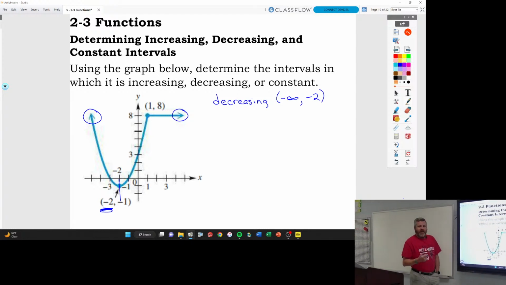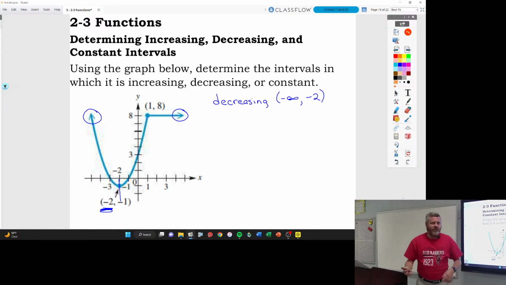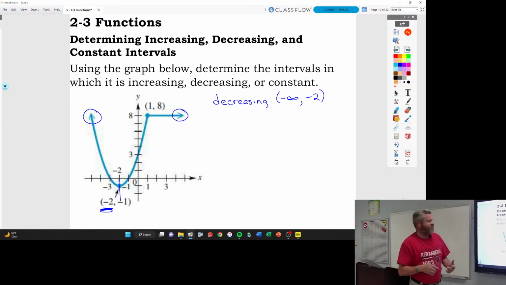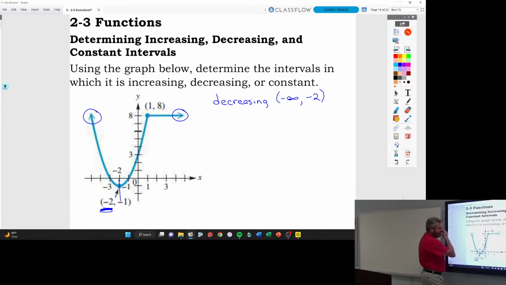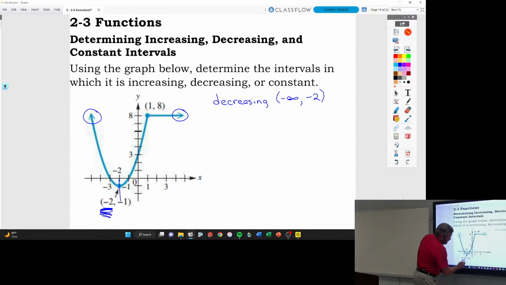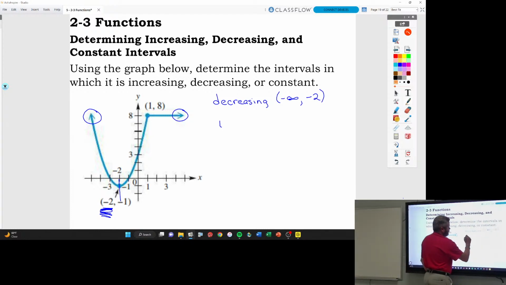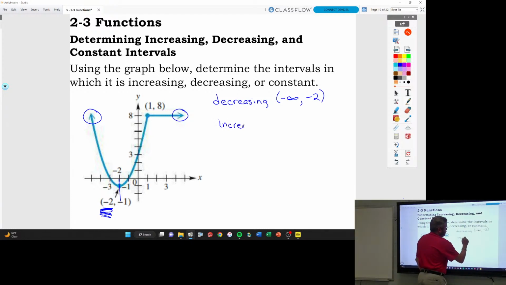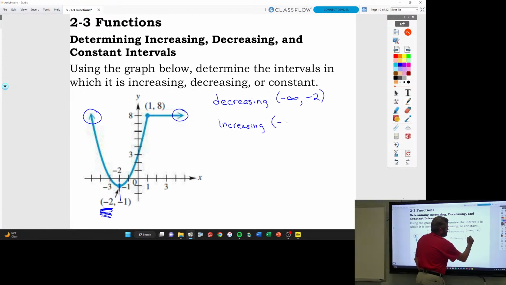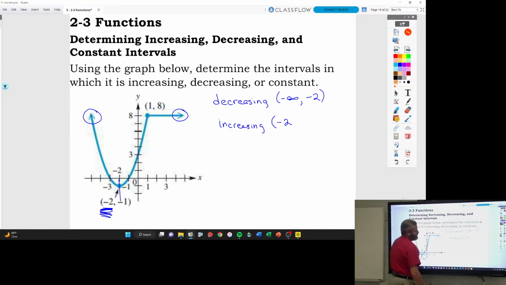Okay, so you can't tell me that a graph is decreasing at -2 and increasing at -2. That just doesn't make sense. So let's just keep reading across this graph. From -infinity to -2, it was decreasing. And then the instant it got to -2, the graph starts going up. So now it's increasing. And that increasing started at -2. Again, we're only talking about the x values.